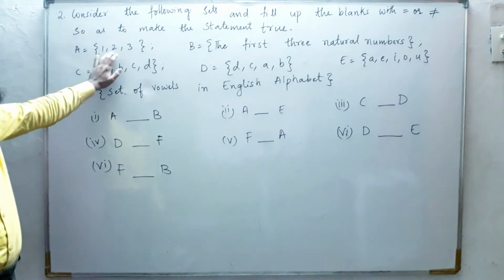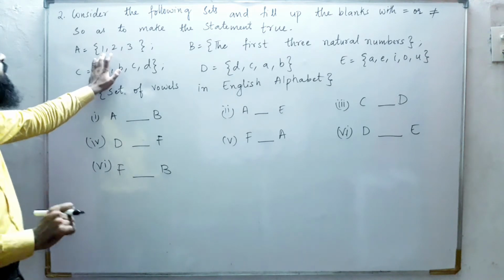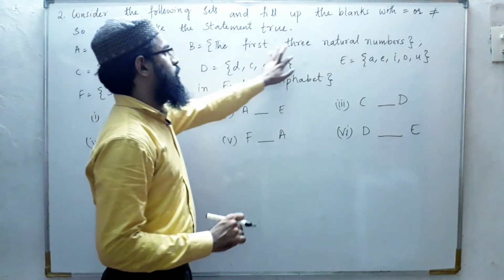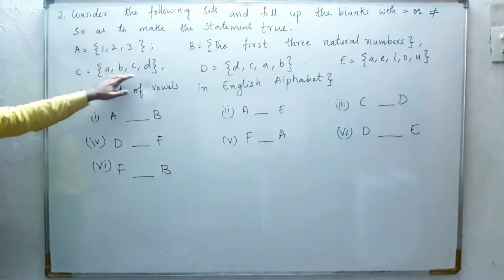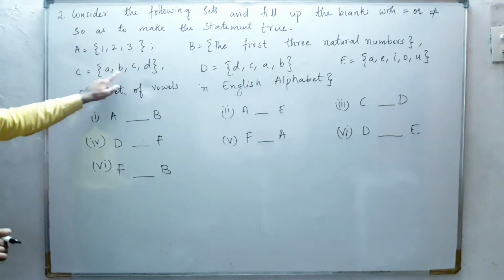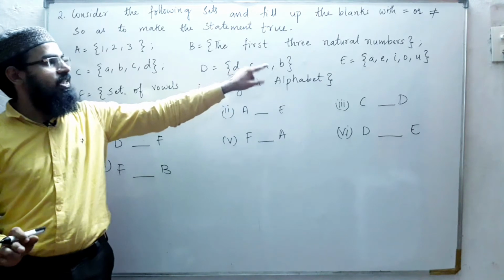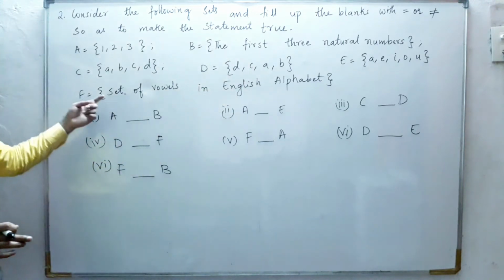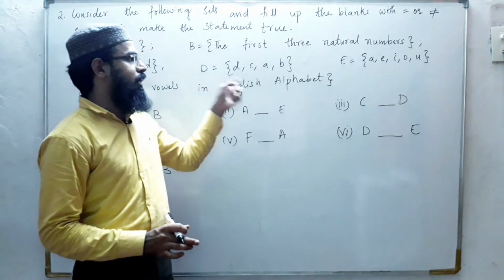A contains 3 elements, starting from 1, so the first three natural numbers. Next, B is the first 3 natural numbers, that means 1, 2, 3. C is equal to {a, b, c, d}. D is equal to {d, c, a, b}, that means a, b, c, d, and it also contains the same elements. Next, E is {a, e, i, o, u}. F is the set of vowels, so the set of vowels means a, e, i, o, u.